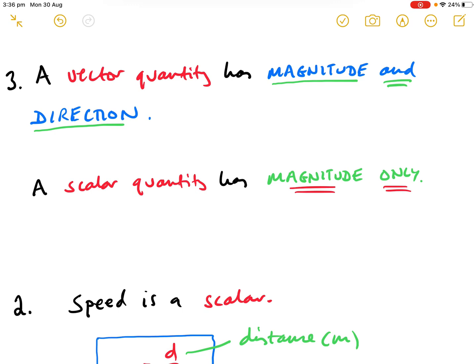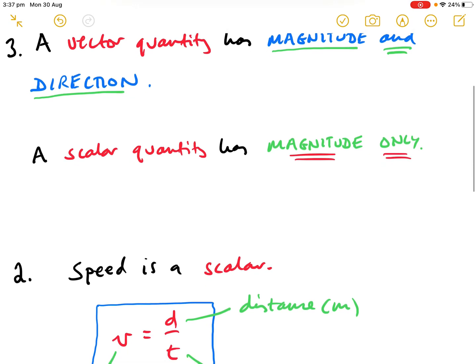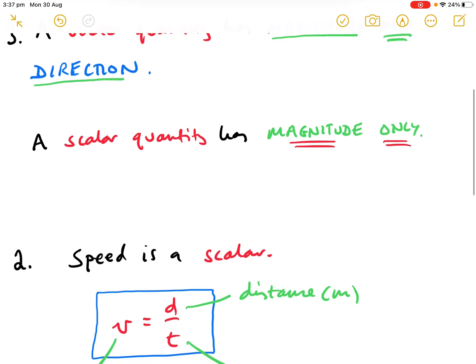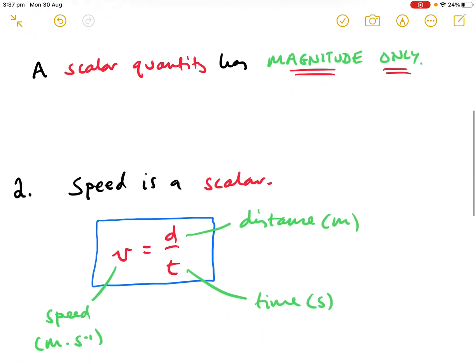Well, a vector quantity has both magnitude and direction, whereas a scalar quantity has magnitude only. That's size, no direction. And learning outcome number 2 gives two very well-known examples of each of these types of quantity.